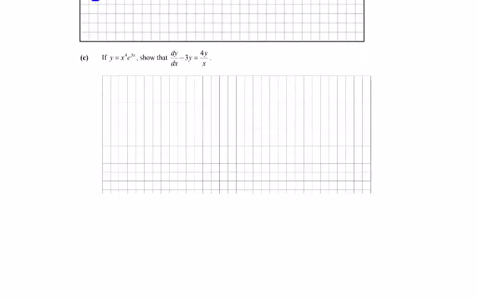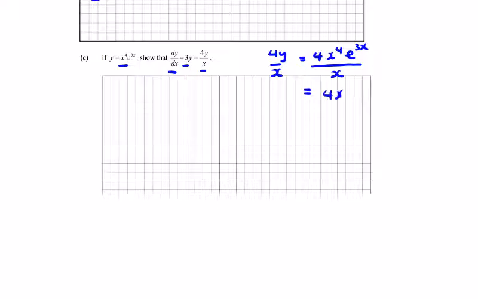And the last part of the short questions: if y is equal to x to the power 4 e to the power 3x, show that dy dx minus 3y is equal to 4y over x. Okay, so we have 3 different things. We want dy dx, we want 3y, and we want 4y over x. Okay, well, let's see what 4y over x is. 4y is 4 times this guy, x to the power of 4, e to the power of 3x. If we divide that by x, we're going to get 4x to the power of 3, e to the power of 3x. So we want to show that the dy dx minus 3y part is equal to that.